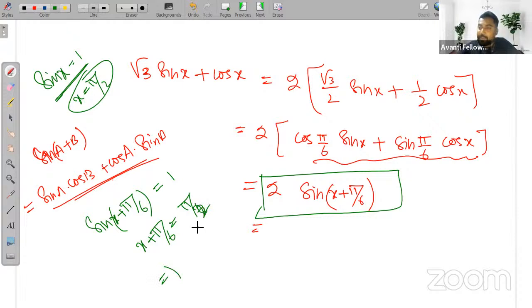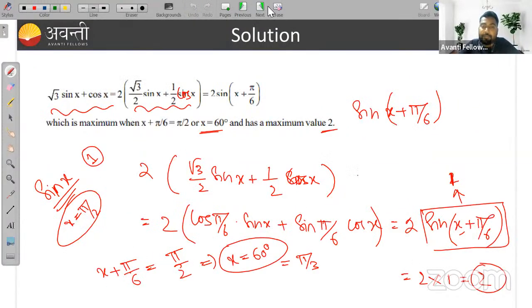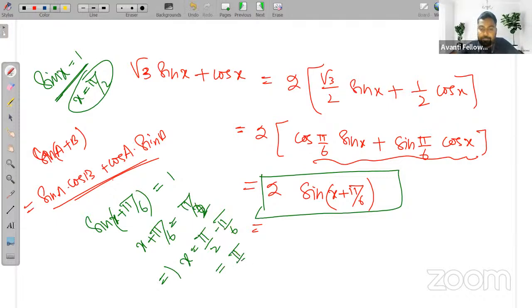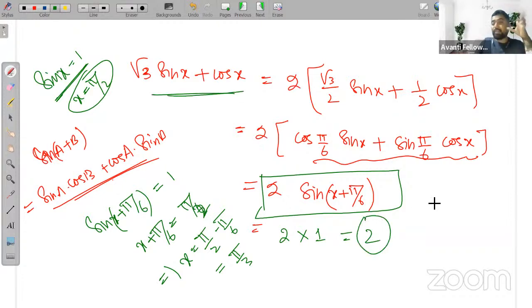So if x plus pi by 6 is pi by 2, then what is x? Pi by 2 minus pi by 6. Taking the LCM, what do we get? We get pi by 3. So at x equal to pi by 3, this becomes 1. So 2 into the maximum value of sin. What is the maximum value of the given expression? Sorry, 2. The maximum value is 2, and for which value of x? At x equal to pi by 3, the given expression gives you the maximum value, that is 2.